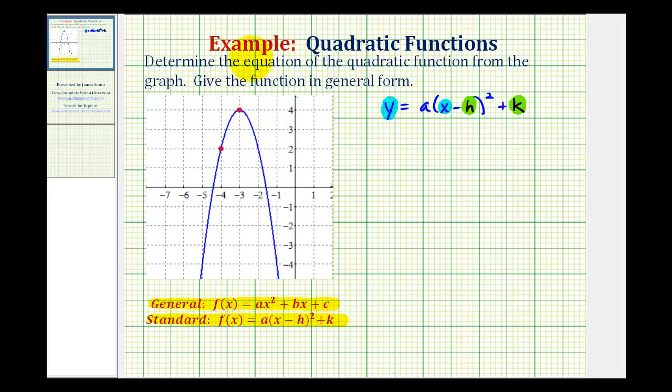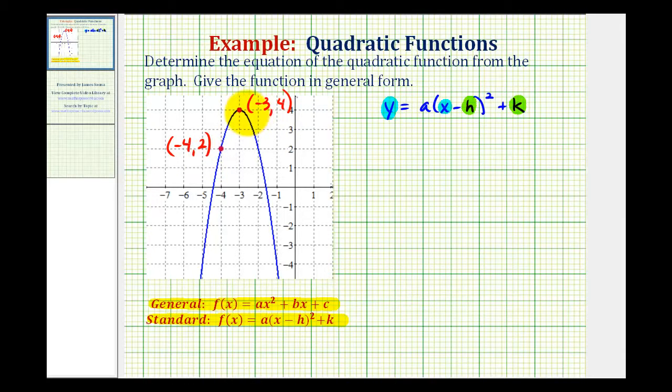This would be our vertex. Notice how the vertex would have an x-coordinate of -3 and a y-coordinate of +4. And then notice this point here on the function would have an x-coordinate of -4 and a y-coordinate of +2. This is actually all the information we need to get started.